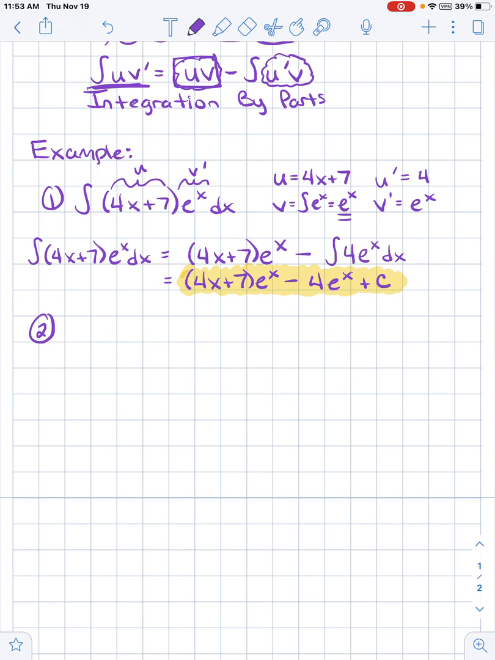Number 2. Let's do this one. We've got x times the sine of x dx. Okay, in this case, you know what? I'm going to let you go try. I'll pause. Go try.